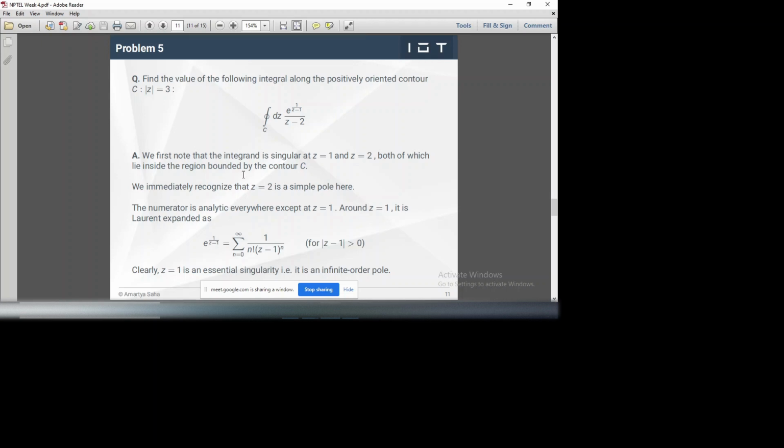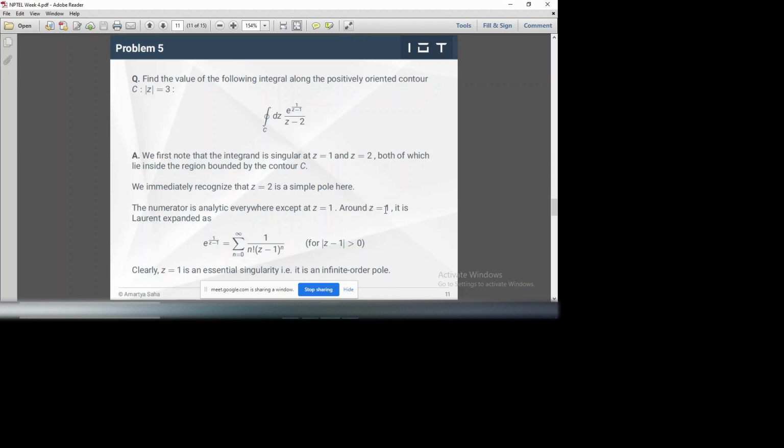So let us look at that. The numerator is analytic everywhere except at z equal to 1, because at z equal to 1 it is e to the power 1 by 0, and that is divergent. So to extract the property of the singularity, we have to consider a Laurent expansion around that point of singularity.